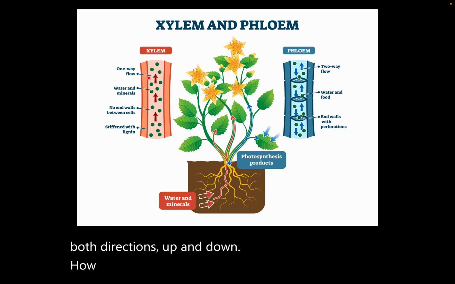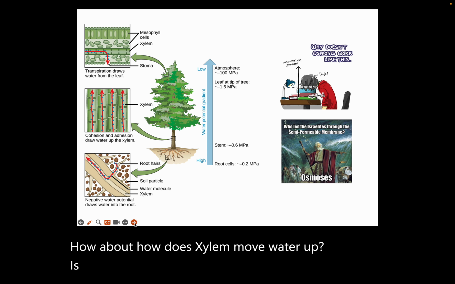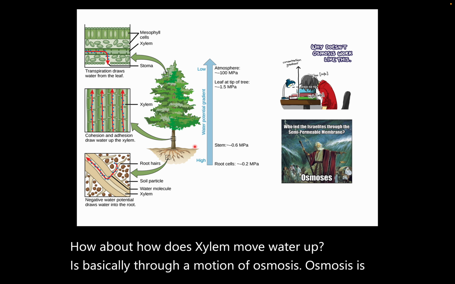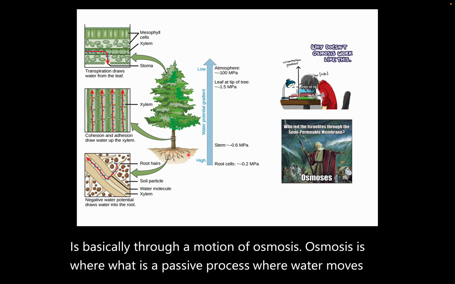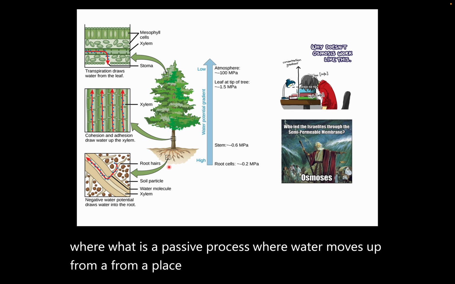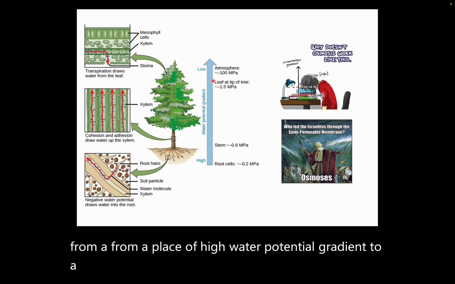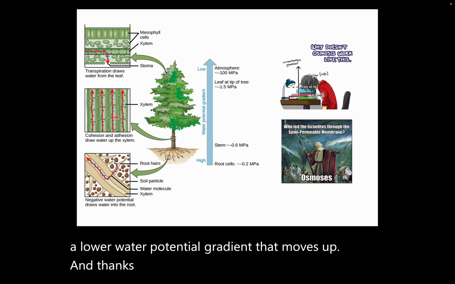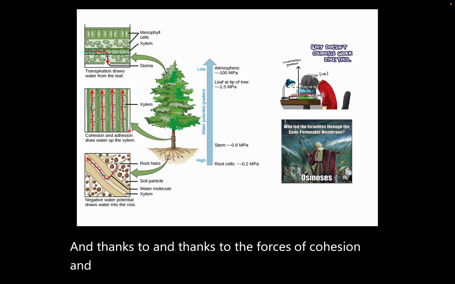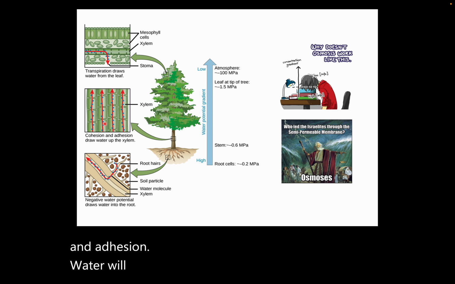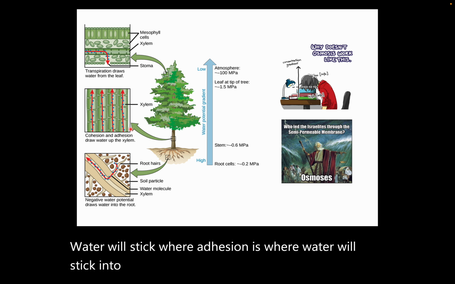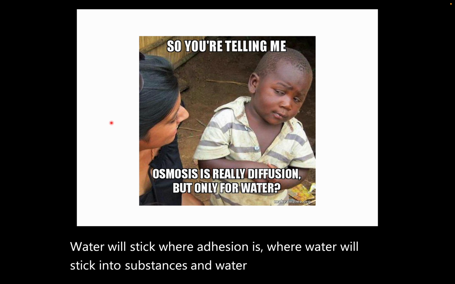How does xylem move water up? It's basically through the process of osmosis. Osmosis is a passive process where water moves from a place of high water potential to a lower water potential. It moves up, and thanks to the forces of cohesion and adhesion, water will stick. Adhesion is where water sticks to substances. Water will stick to the xylem and move up.